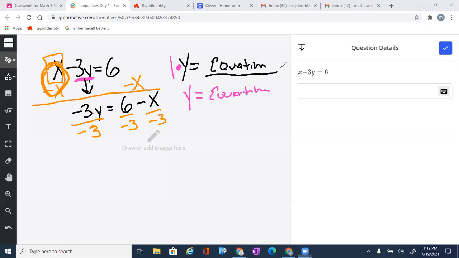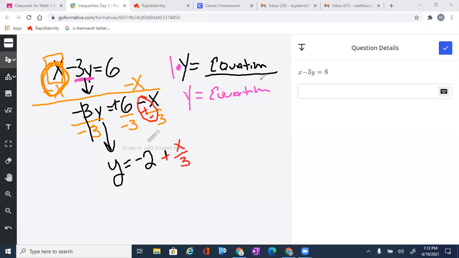And we can go ahead and begin to cross things out or do the arithmetic we need to do. So negative 3 divided by negative 3 gives us a 1, and y comes out. We get 6 divided by negative 3, which is a positive divided by a negative, which is a negative, so we get negative 2. We have negative x over negative 3: a negative and a negative make a positive, so that becomes positive x over 3.